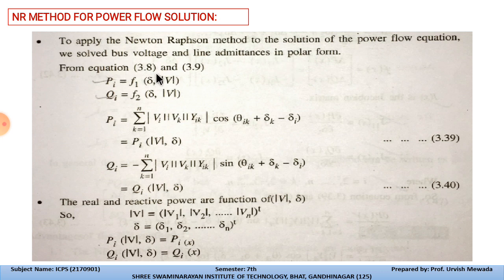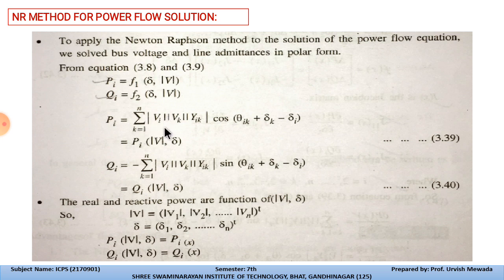So that's why we are taking the equations 3.8 and 3.9 that we already discussed in the bus classification, that is Pi is equal to f1 of delta and mod V, and Qi is f2 of delta and mod V. From this we can write the equations of Pi and Qi that we already derived, that is sigma k is equal to 1 raised to n.